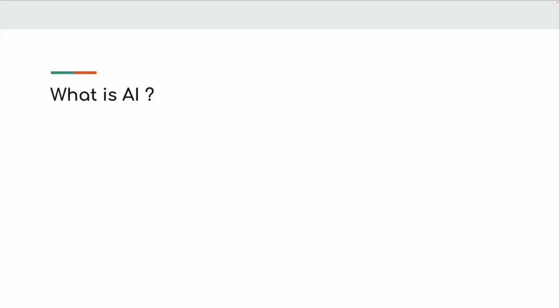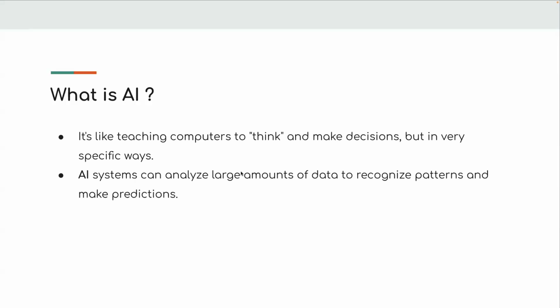In short, AI stands for artificial intelligence. It's basically making machines intelligent, so that they act like they have some sort of human intelligence to make proper decisions to complete tasks. In layman's terms, it's like teaching computers how to think, and that will help us make decisions in a very specific way.